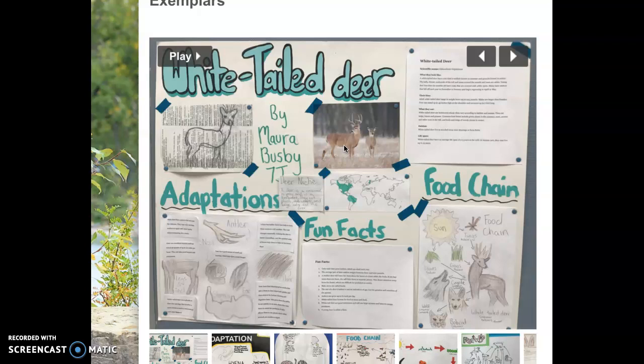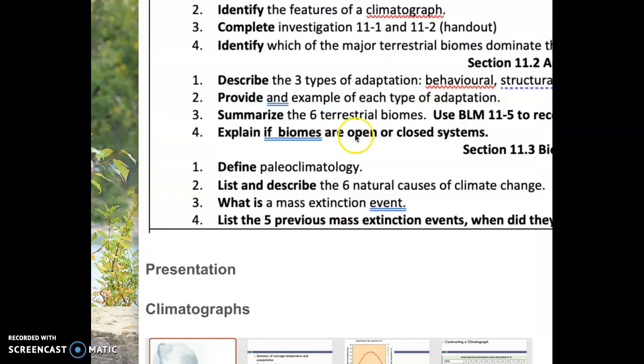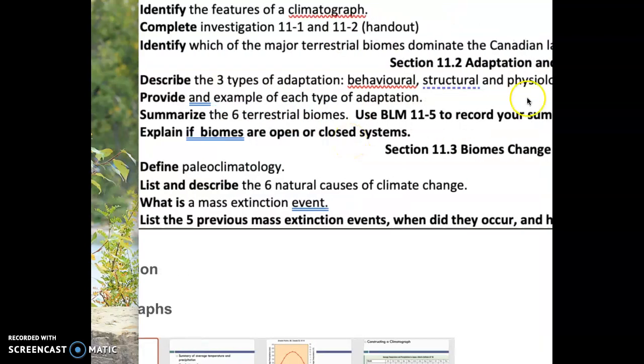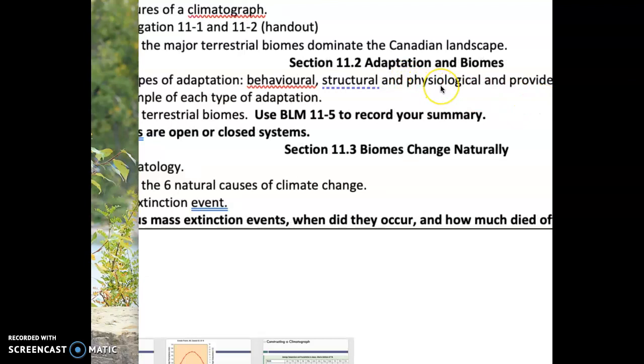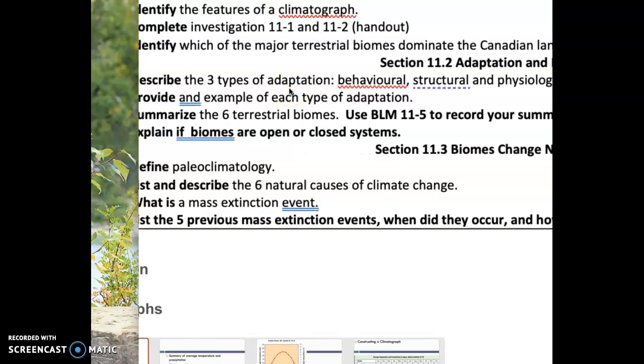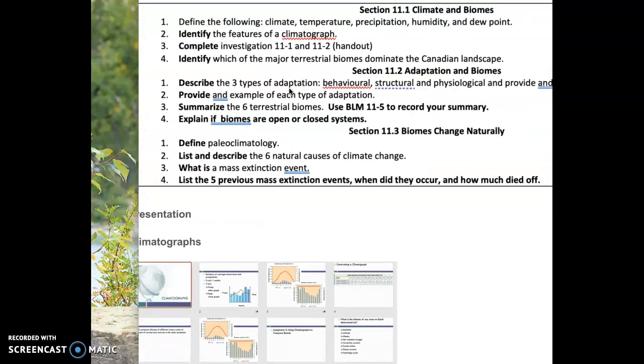Oh, these words are tough. Physiological, tongue twister. Let's look at it. Now you say it. Yes, there you go. Physiological. Those are how you're born, and in terms of your body. Structural is like your bones. Behavioral is what you do. There you go. So adaptations, done.